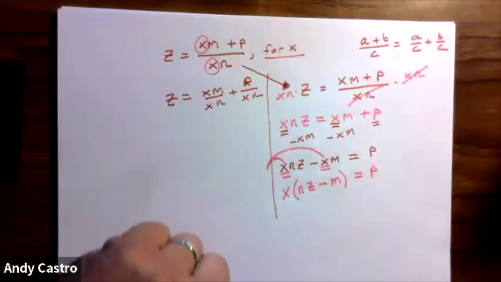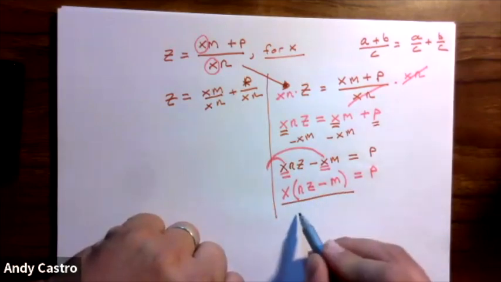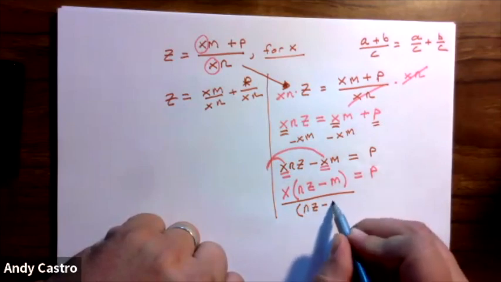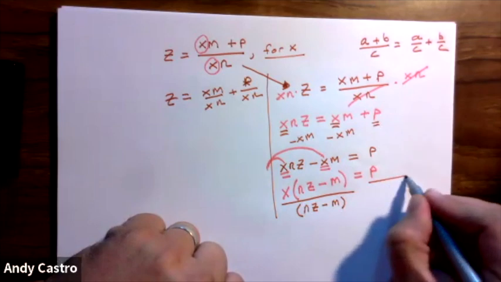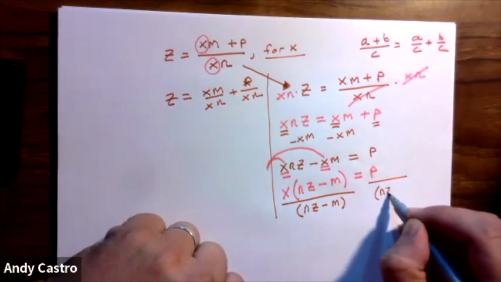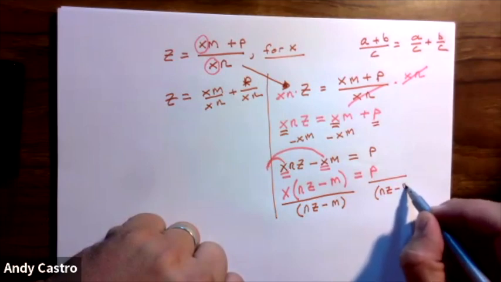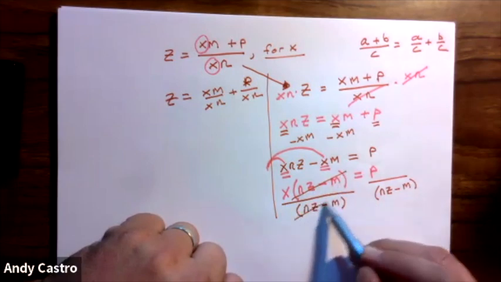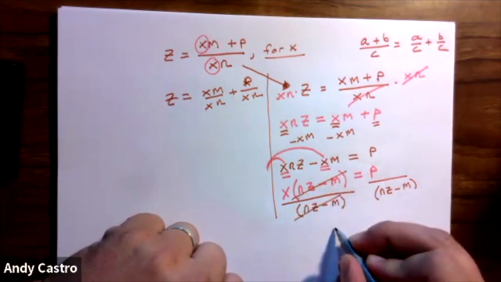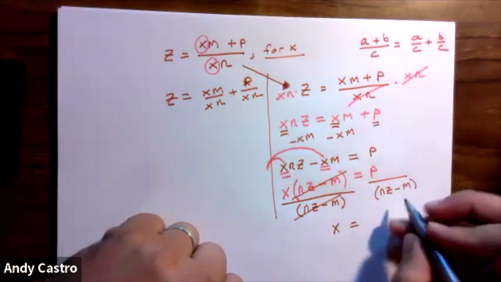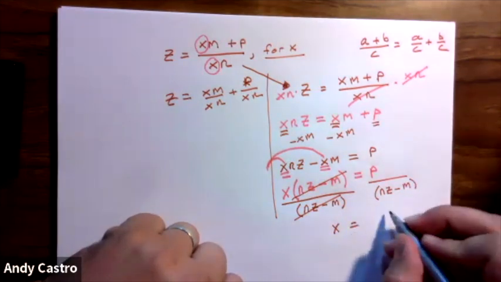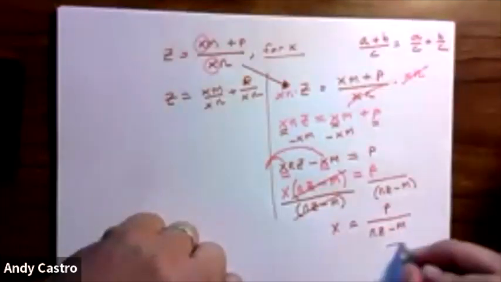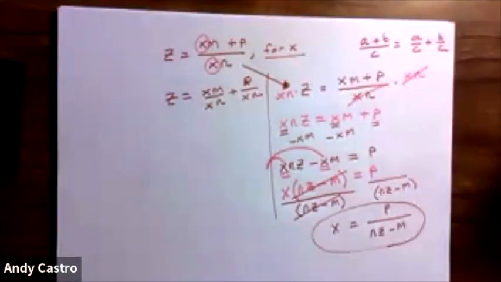Then what I can do is divide both sides by the quantity nz minus m. So this quantity and this quantity cancel, and I'm left with x is equal to p divided by the quantity nz minus m. And that is solving for x.